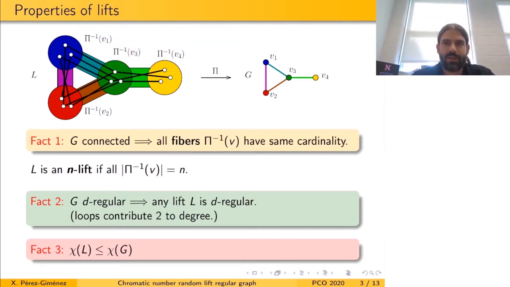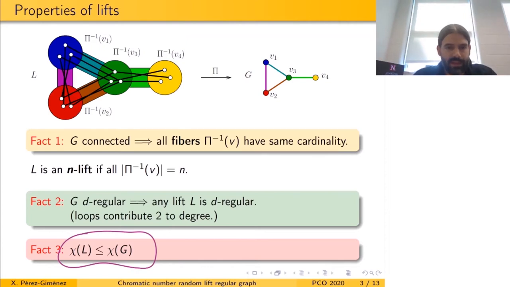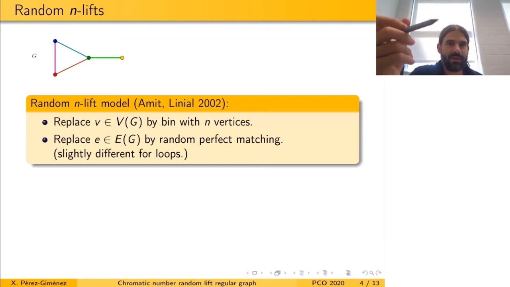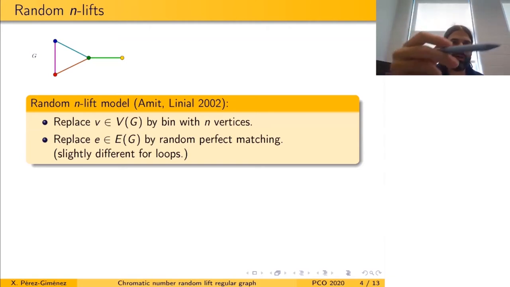But you could do better. Maybe you could be coloring the lift with fewer colors. So we get this inequality in general. Since we are all interested in probabilistic combinatorics, a very natural question is to ask what n-lifts would look like if you select them at random.